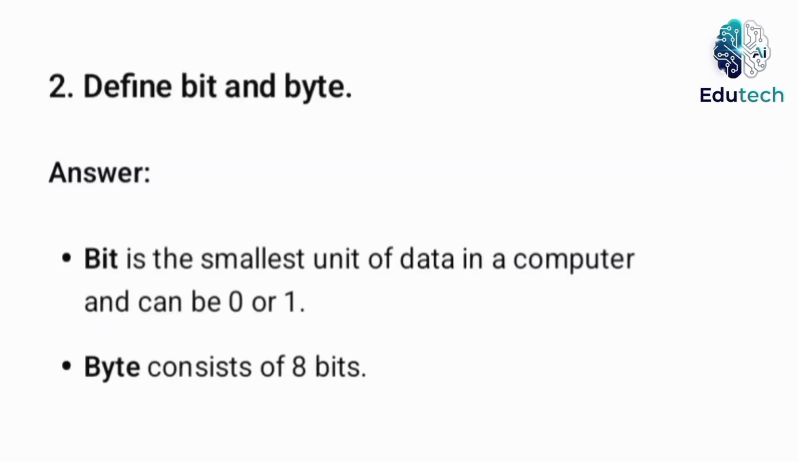Define bit and byte. A bit is the smallest unit of data in a computer and it can hold only one binary value, either 0 or 1. It represents the basic building block of digital information. A byte is a group of 8 bits combined together. Bytes are commonly used to represent characters, numbers, and other types of data in computer systems.